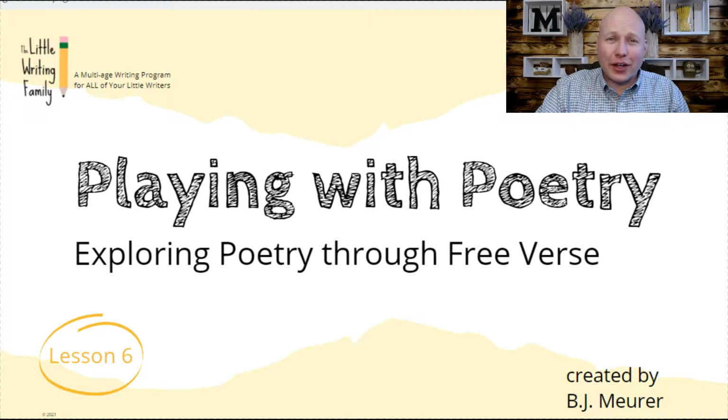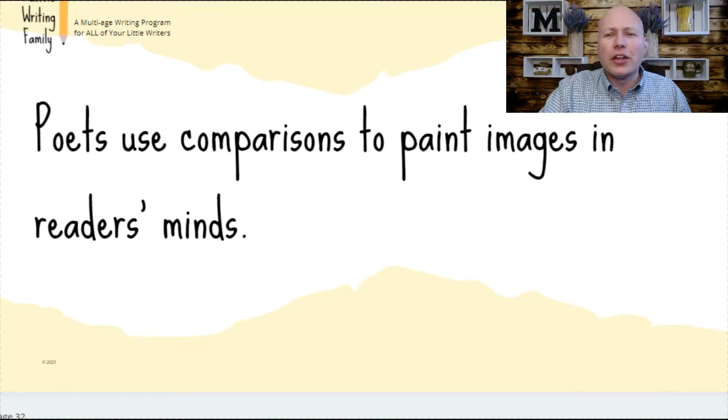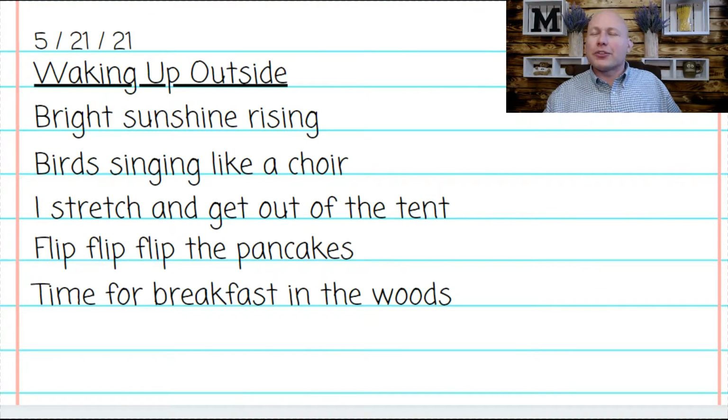In our last video, we talked about how to use white space and line breaks to add interest and creativity to our poems. And today, we're going to look at how poets use comparisons to paint images in their readers' minds. You know, we can compare things to help our readers picture what we're writing about. I want to show you what I did in a couple of my poems today. So I was thinking about camping, and while you're camping, you can compare a lot of things. Take a look at what I did here.